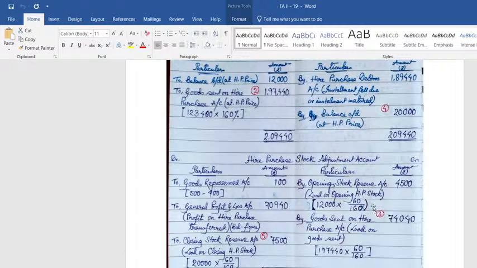Because what is the meaning of the load? It is the difference between the cost price and the hire purchase price. So if you deduct it, you can also calculate it. 1,97,440 is the hire purchase price, 1,23,400 is your cost price. If you deduct, you will get that particular 74,040. It is your load on goods. Now your closing balance is 20,000. Again you need to calculate the load, so it will be 20,000 into 60 by 160. The amount is 7,500.